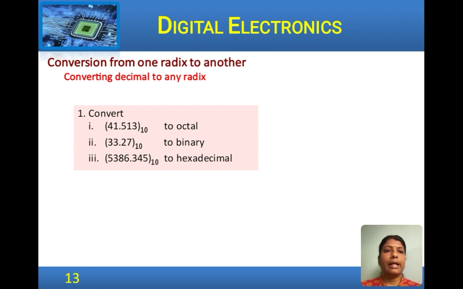So, for converting any decimal number to a radix, the decimal number is given. Consider the integer part separately and the fractional part separately. For the integer part, proceed with the successive division method to get the result, and for the fractional part, proceed with the successive multiplication method to get the solution.